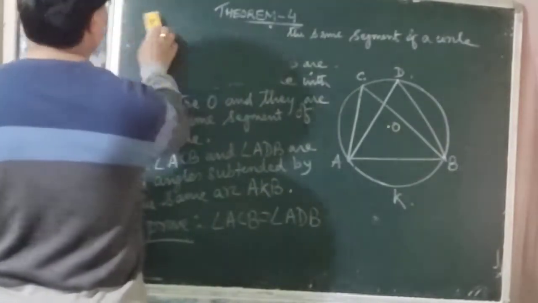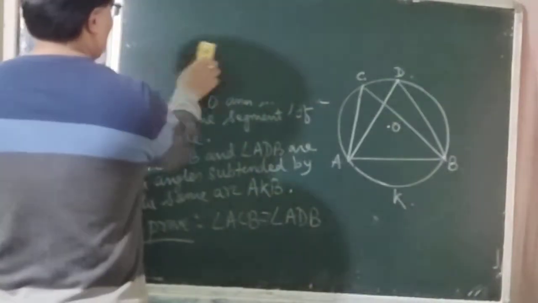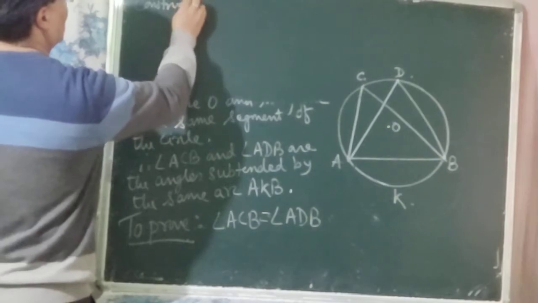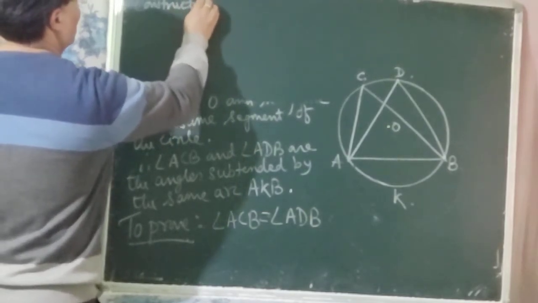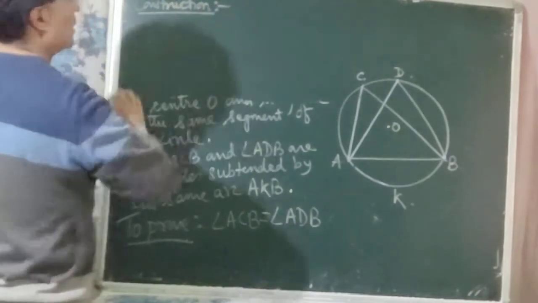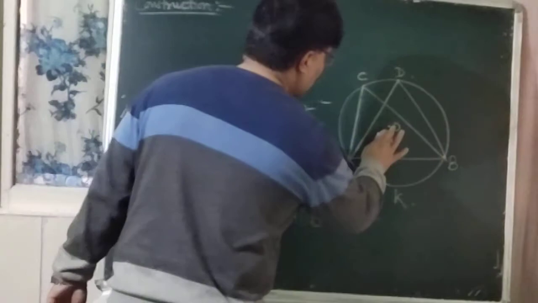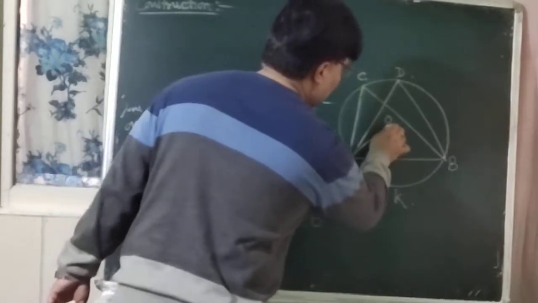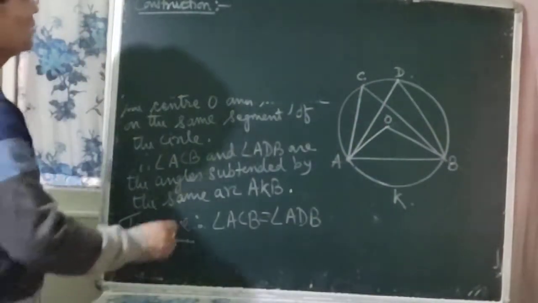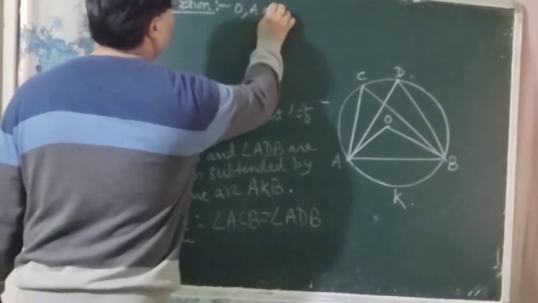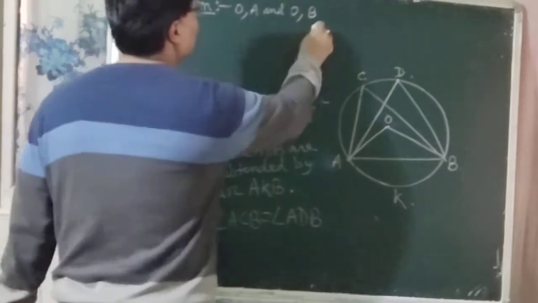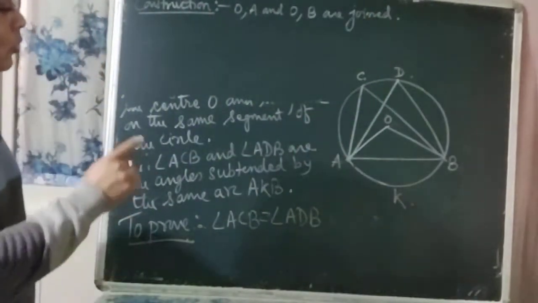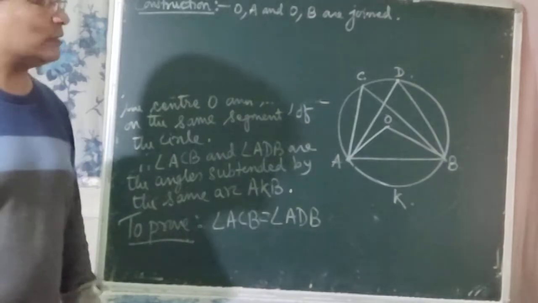Now, here also we do the construction. Now construction. What do we do in the construction? This is the center O. Let us join O, A and O, B. So here O, A and O, B are joined. In this figure we joined O and A, and also O and B.